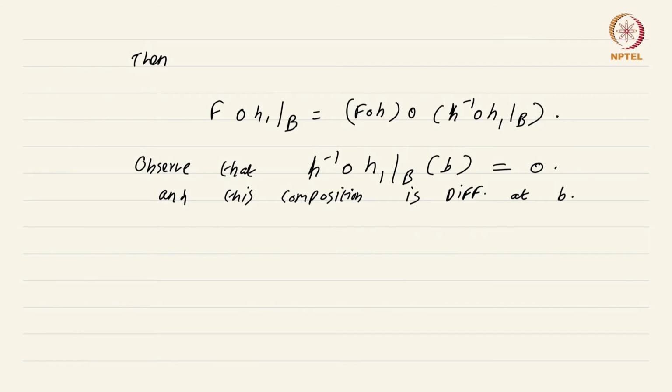So what this shows is that F composed with H1 restricted to B is differentiable at B. Now differentiability is a local property, and therefore you can conclude that F composed with H1 is differentiable at 0. Excellent. So the definition of differentiability does not depend on the choice of parameterization. Now on to the second part.